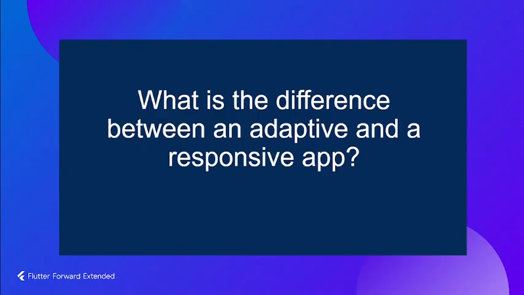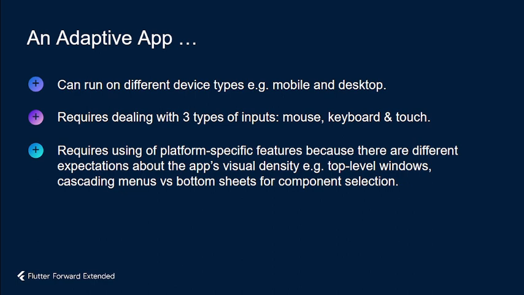So let us look into one major thing, that is the difference between adaptive and responsive apps. They might sound similar, but let's get the difference. There are three things with an adaptive app: it can run on different devices, e.g. mobile and desktop. Number two, it requires dealing with three types of inputs: mouse, keyboard, and touch. So it requires using platform specific features because there are different expectations from the app's visual density, e.g. top level windows or cascading menus versus bottom sheets for component selection.